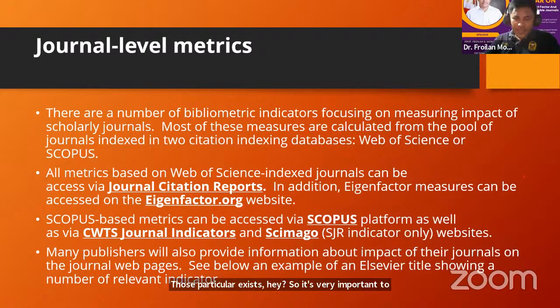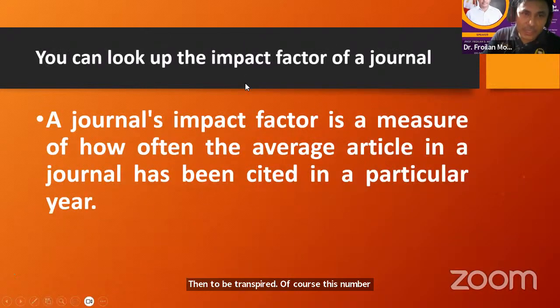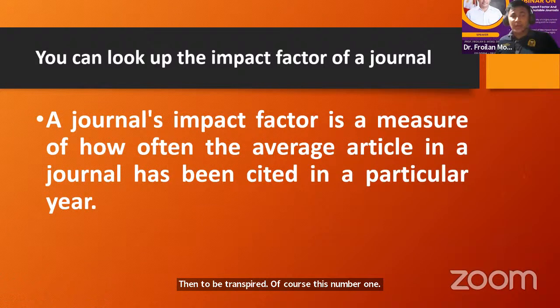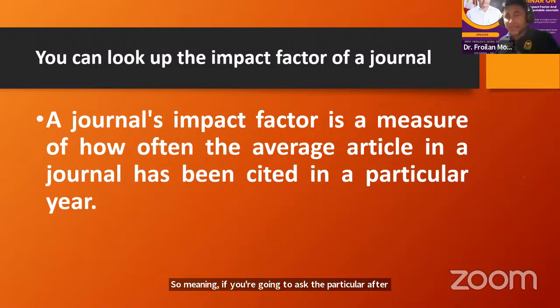Then, to be transparent, of course, that's number one. And of course, you can look up the impact factor of a journal. A journal's impact factor is a measure of how often the average article in the journal has been cited in a particular year. So if you're going to access that particular attribute of the journal, you must be able to click a particular database link and check it.